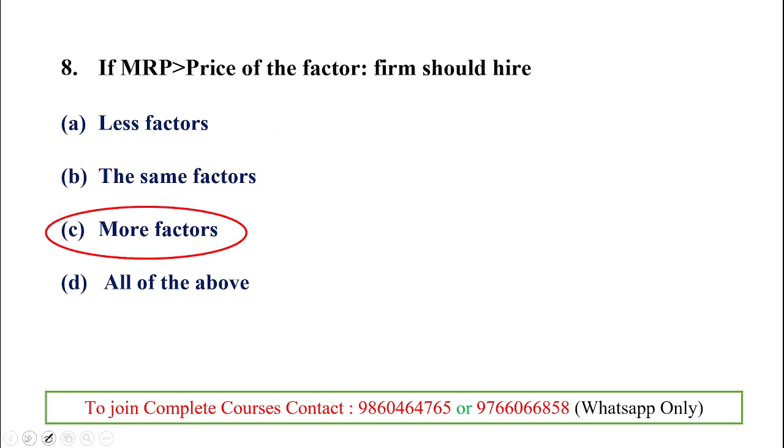And the answer to this question is more factors, because the marginal revenue product is greater. So the price of the factor is lower than the productivity, so we want to get more and more factors. It's very beneficial for the firm to get that particular factor again and again to make more units, and also become profitable.